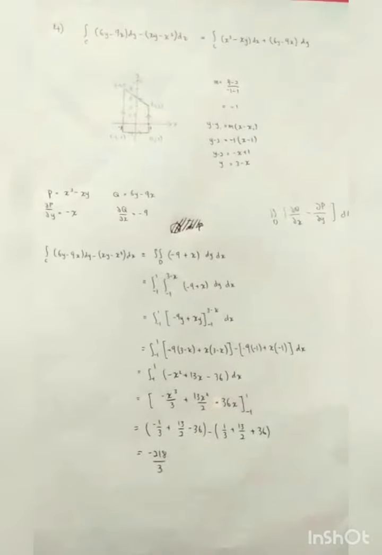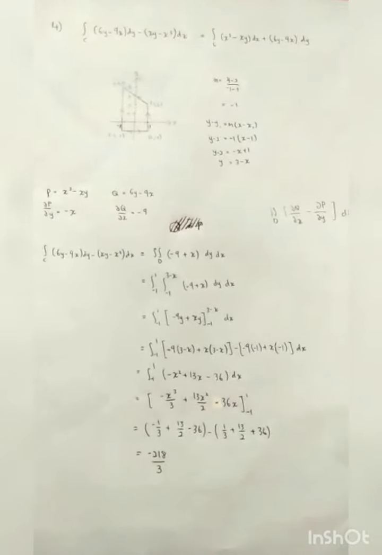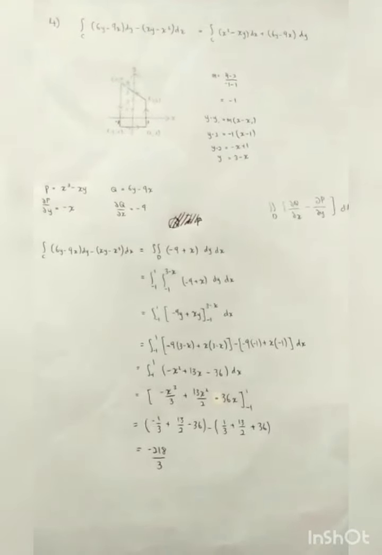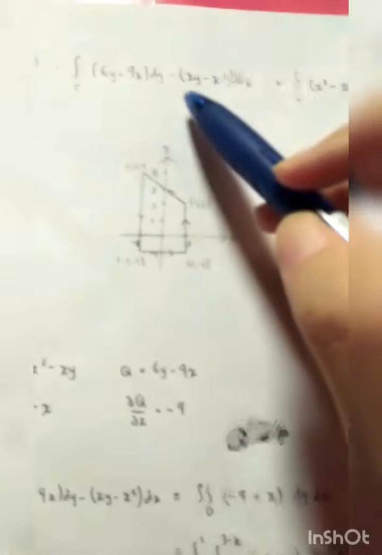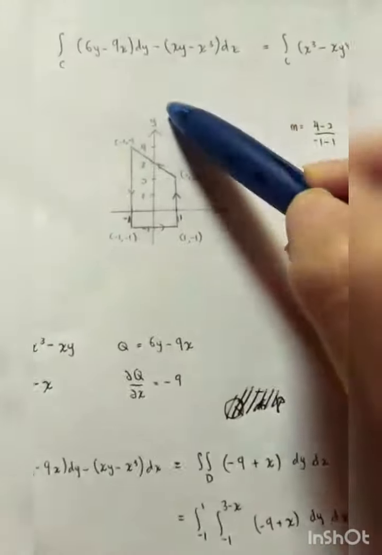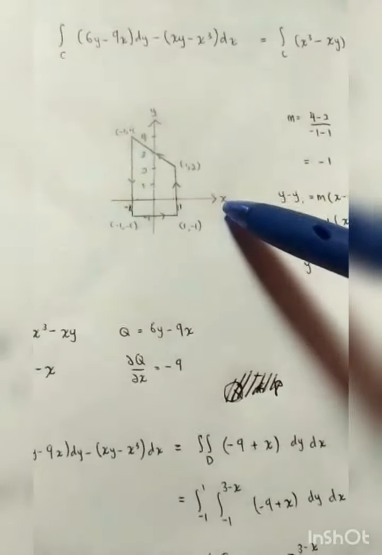Hi, my name is Namira Shafika binti Mohamat Nazri. My matrix number is 200449. So I will explain question number 4. So the question needs me to evaluate this. And this is the diagram given.